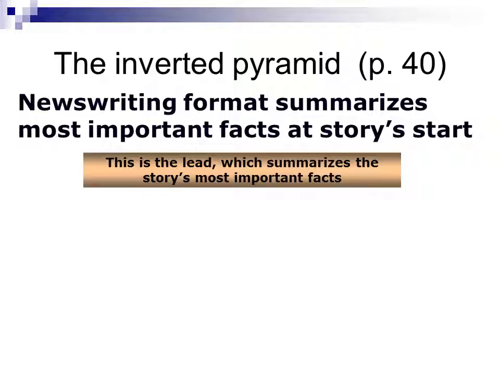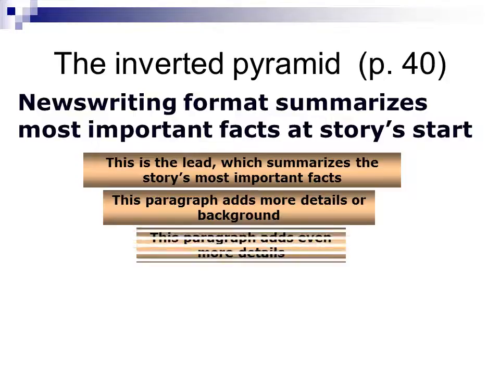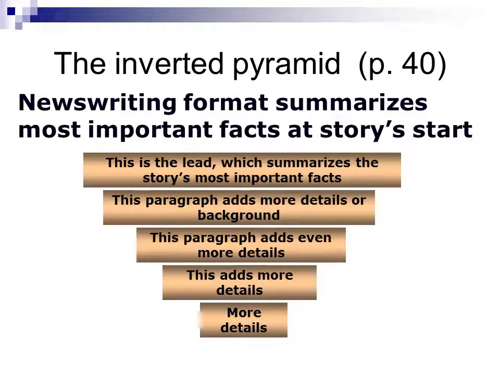So, again, as a reminder, page 40 in your textbook is where this piece of graphic art is, sort of like an infographic that we talked about in Chapter 2. In the first paragraph, you put the most important story information, the most important facts. And then as the story continues, the second paragraph, which falls directly behind it, gives more background information, more details. And then the third paragraph, still more details. Fourth paragraph, and so forth and so on. And then you get down to the bottom of the pyramid.